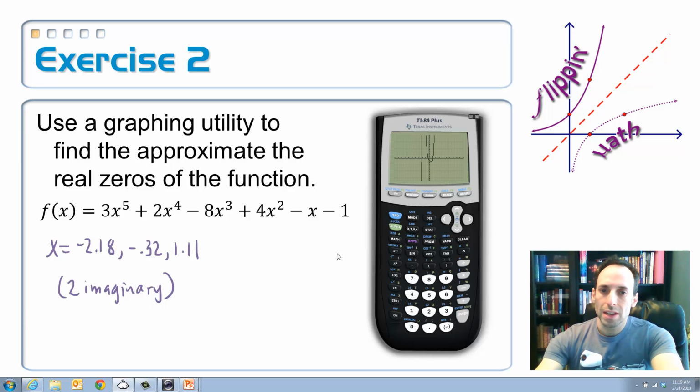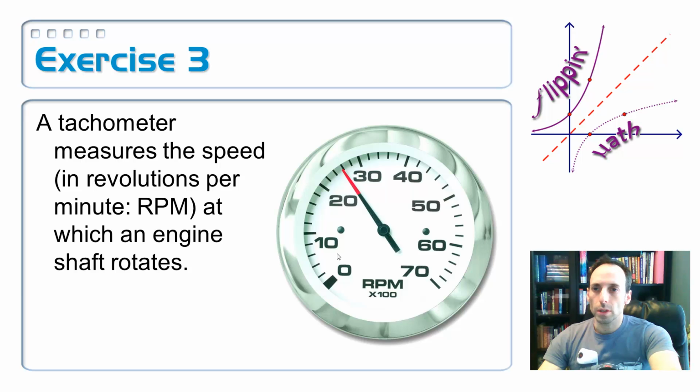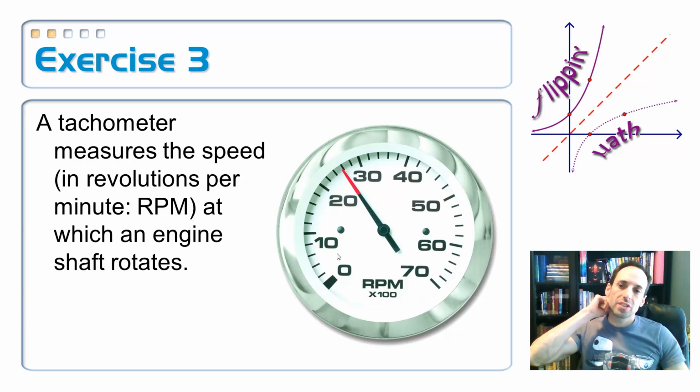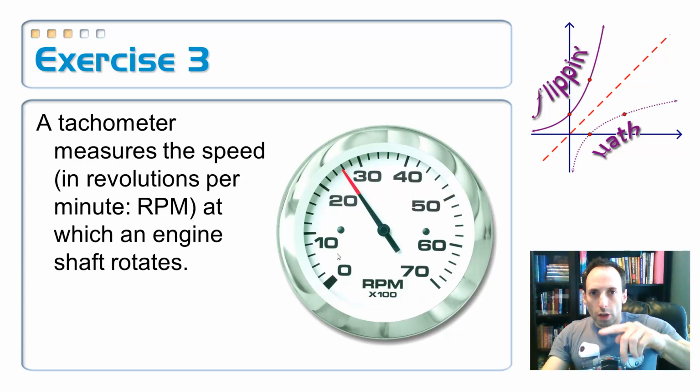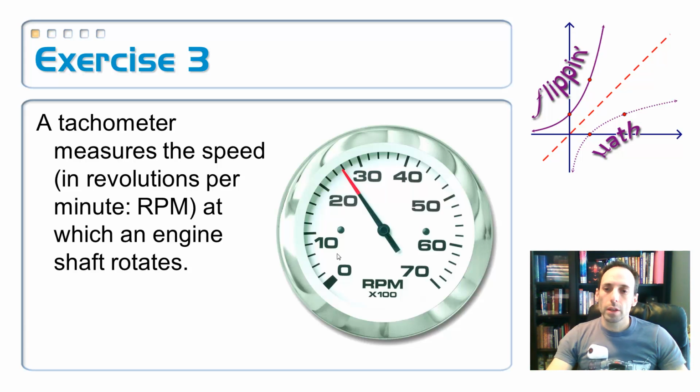Right, so the next one is an application problem. A tachometer measures the speed in RPM, revolutions per minute, and that is the speed at which the engine shaft rotates. It's not the same thing as the speed that you're going, because your engine will sometimes turn faster than your wheels are turning, and so that's what that tachometer is measuring.